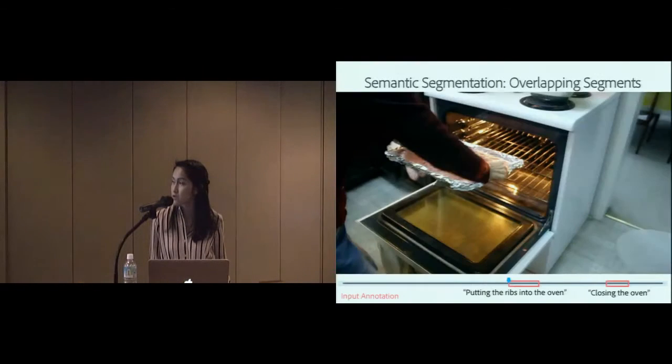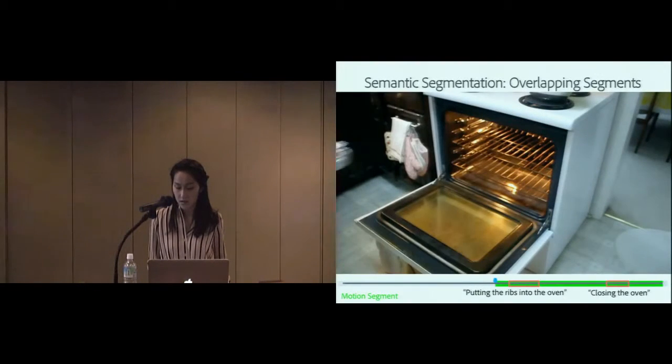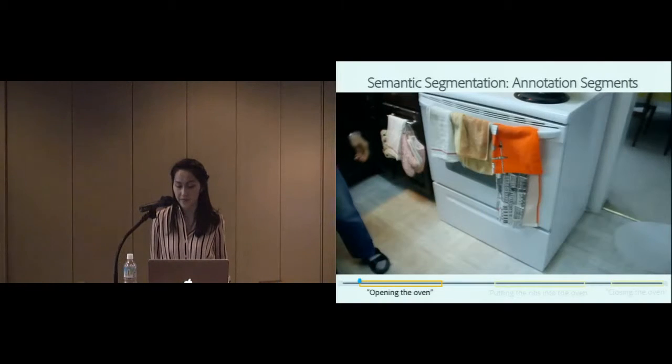For example, here are the other two input annotations. They fall into the same motion segment, so when we try to extend the annotations using this motion segment, they overlap even though each annotation describes different content. To remedy this, we inspect the overlaps frame by frame and use image similarity measures to find split points between the actions. Here are the resulting annotation segments.